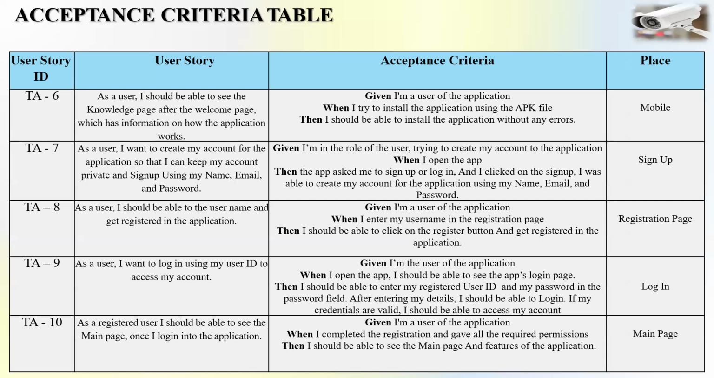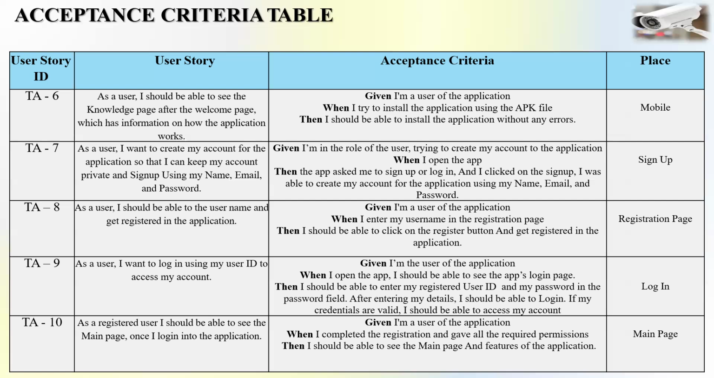Similarly, for the next user query during sign up, the user should create his account for the application and could keep his account private and sign up using name, email, and password. So for that to happen, what's given is the role of the user trying to create an account for the application, which should be happening when he or she opens the app. Then the app should ask to sign up or log in. And as soon as the user clicks on sign up, he or she was able to create his account for the application using his name, email, and password.